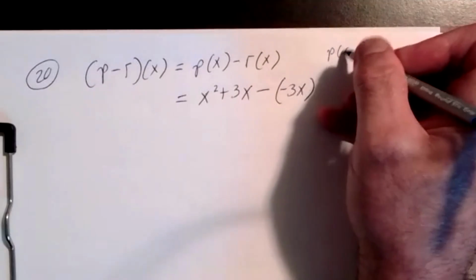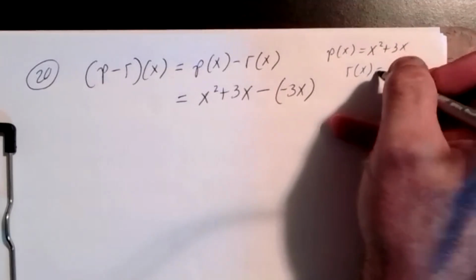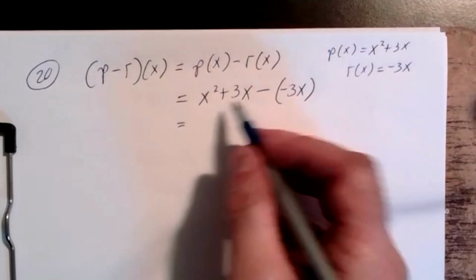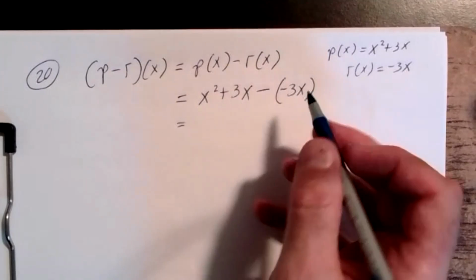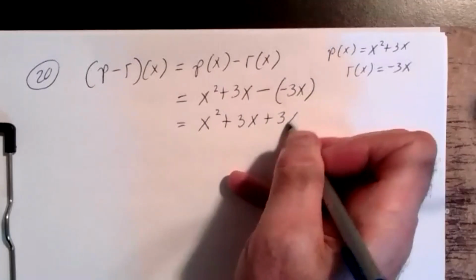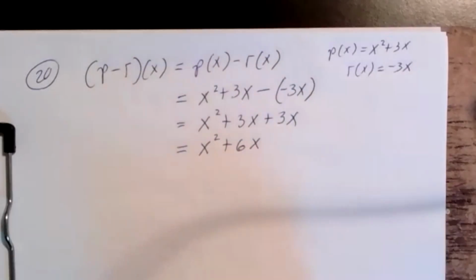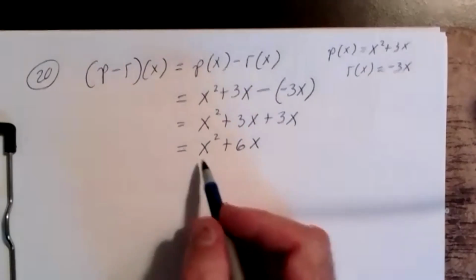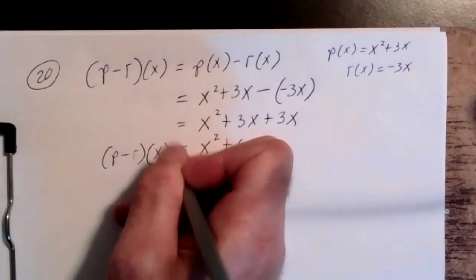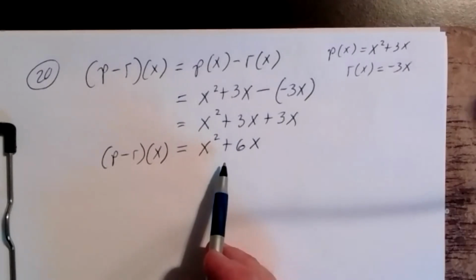So therefore, P of X was defined to be this quadratic function, and R of X is defined to be this linear function. So this new function called P minus R of X is going to be x squared plus 3x minus a negative 3x. Subtracting a negative 3x is as good as adding a positive 3x. And 3x plus 3x is 6x. And so there we have it. Ladies and gentlemen, this is the brand new function called P minus R of X, x squared plus 6x. Questions on how we form that function?